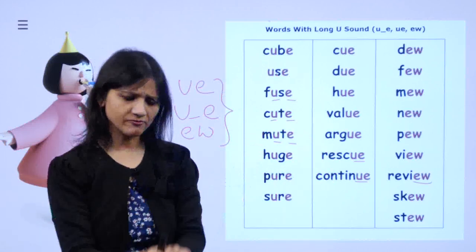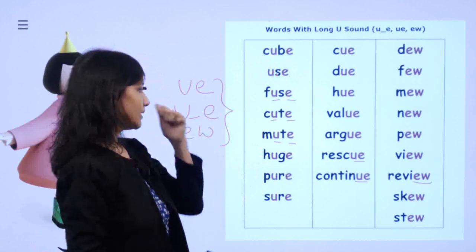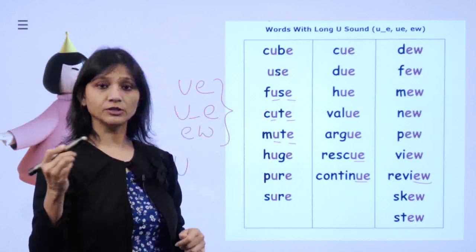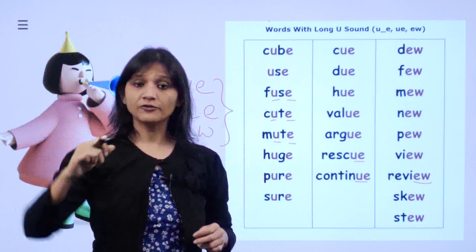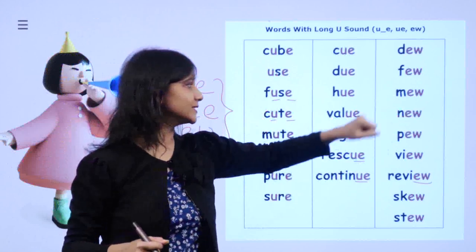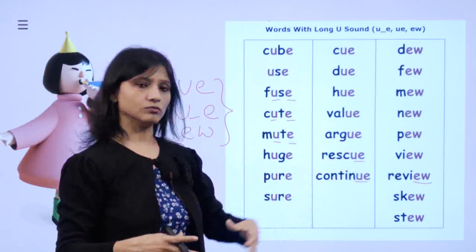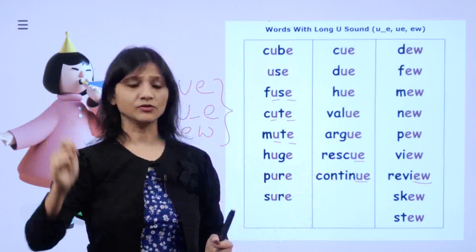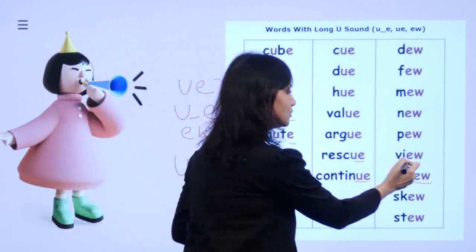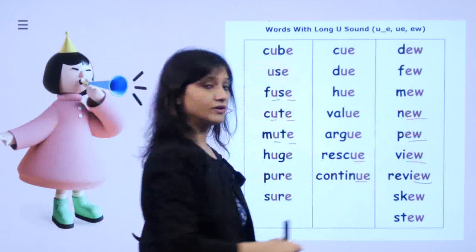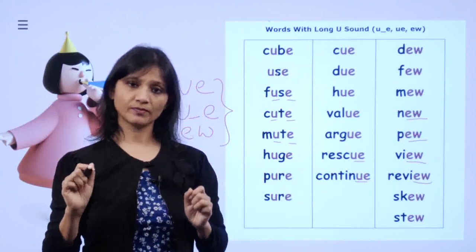U, someone in between, an E and then E-W. Dew. Dew means the dew drops. Few. Few means little. New. Something which is new. Very new. View. View is when you see something. So all these have U, E-W. However, the sound is U. Okay.